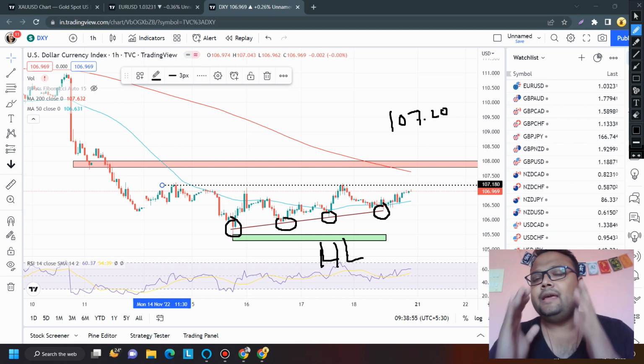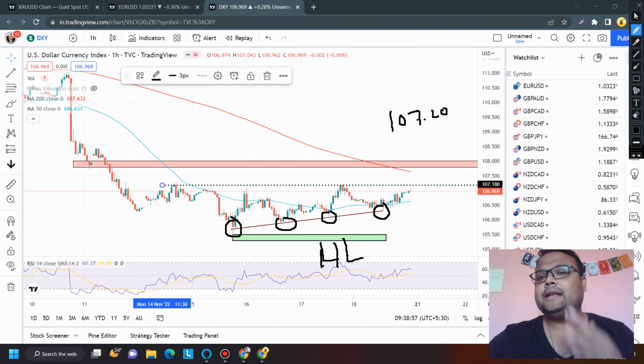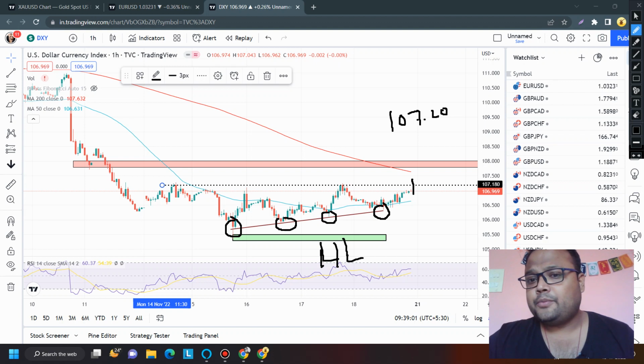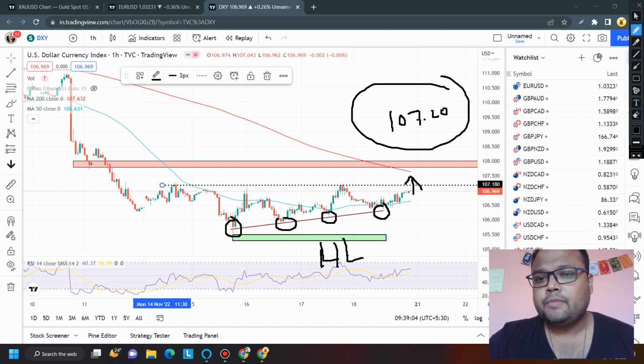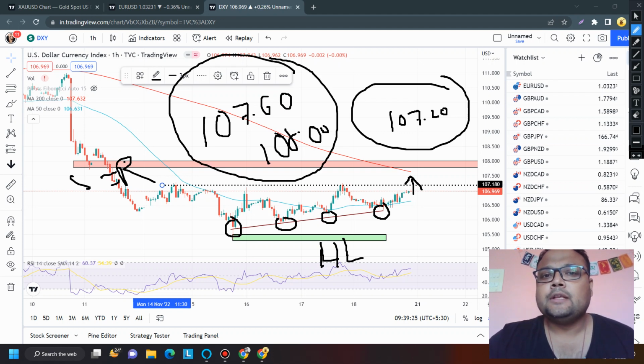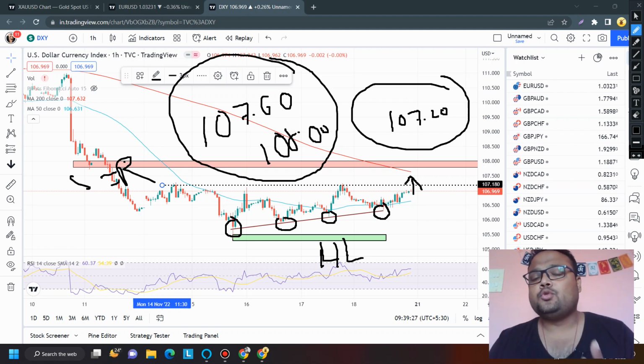So if the buyers are still very much present, then we will see the market breaking the temporary resistance of 107.20 and going towards the next big resistance around 107.60 to 108 level. Why are we considering these two levels? Because of the previous support acting as resistance, as well as we have got the 200 moving average here. So if you combine both the factors, then this zone is the next big resistance zone for DXY.